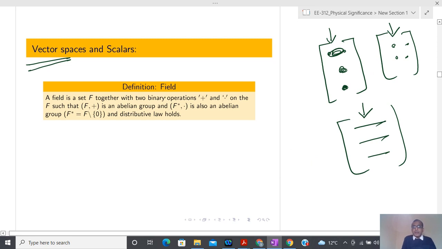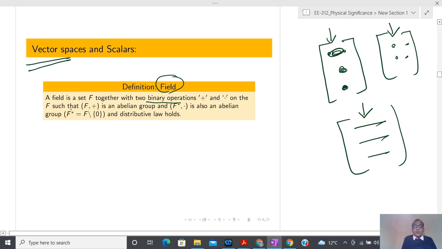Whenever we define a field, we say that a field is a set together with two binary operations. Here I am defining addition and multiplication, but you can define addition and multiplication based on your requirement. If you have a chemical reaction, you have to define addition and multiplication in a different way. If you are dealing with quantum control, then at that time you also have to define addition and multiplication in a different way.